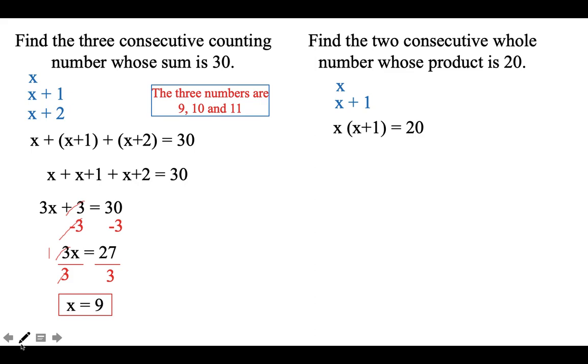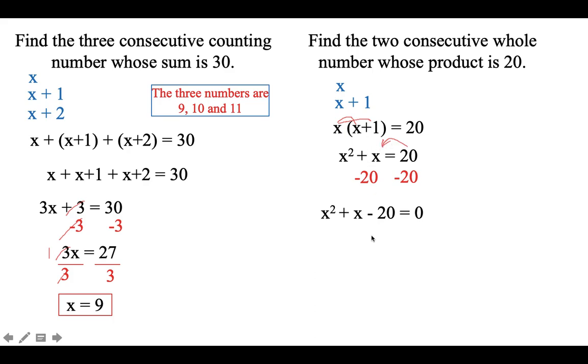The next step is to simplify our working equation. So x times x is x squared. x times positive 1 is positive x. Equals 20. Then we want this 20 to be transposed to the other side, but the right process for that is subtracting both sides by 20. So x squared plus x minus 20, then 20 minus 20 is 0. It's the same as transposing 20 to the other side.